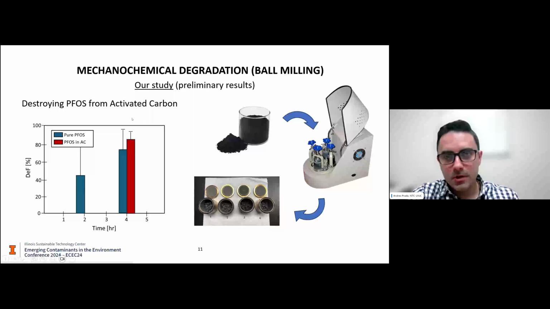So far, what I did was adsorb 100 milligrams of PFOS onto 1 gram of activated carbon, just filling up the activated carbon to the limit, and then ball milling that. So far I was able to validate it: 3 times for 4 hours with 4 jars with the same concentration. Results are more consistent. I'm getting an average of 85% destruction, sometimes more, sometimes a little bit less.